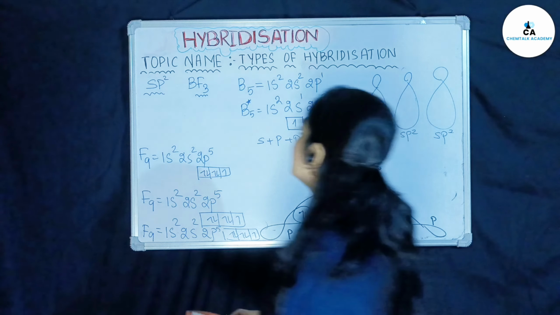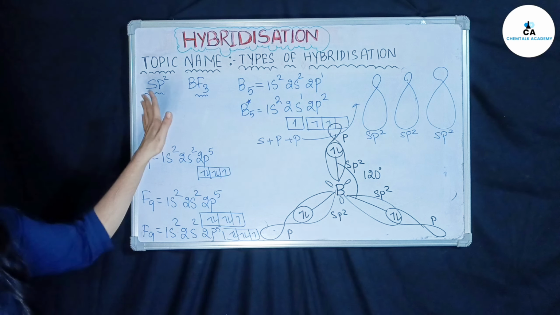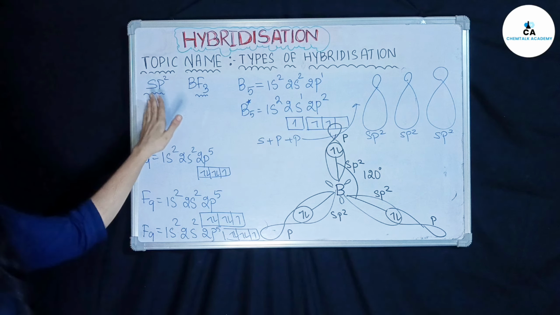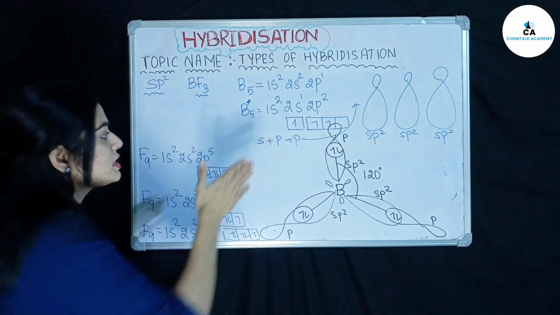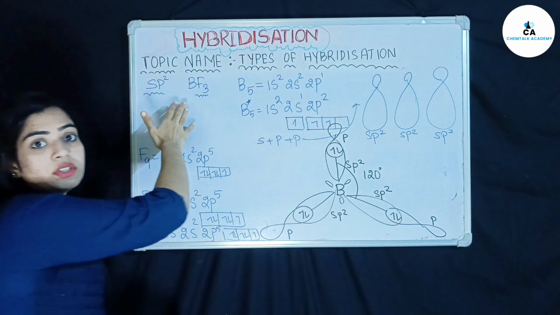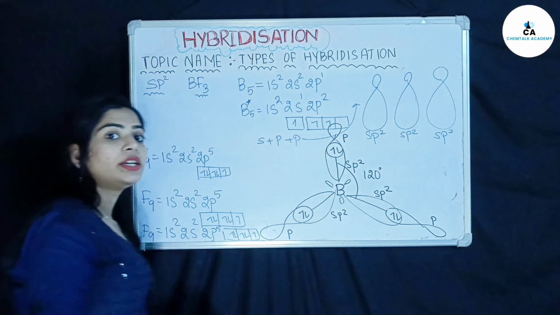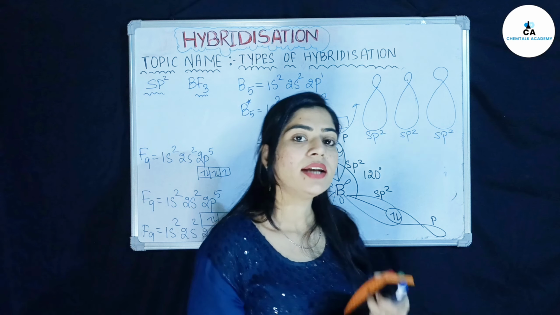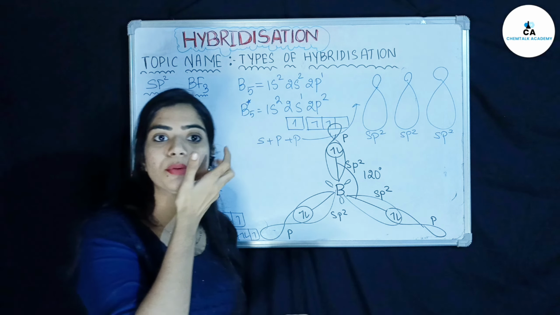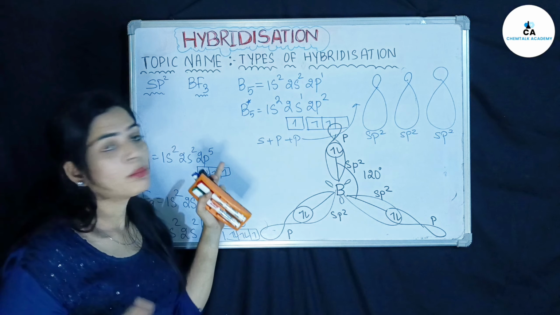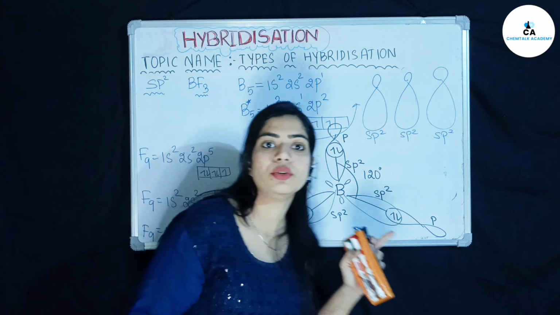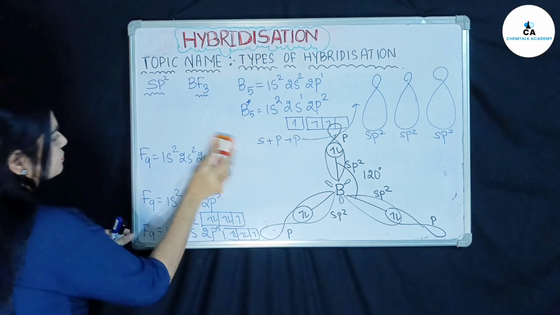Next, we have discussed sp2 first. Now let's move to sp3. I have explained BF3. Now do BH3 yourself, and I will provide some more molecules also. Check out the description, where you will find some more molecules so that you can do it at home. Clear?